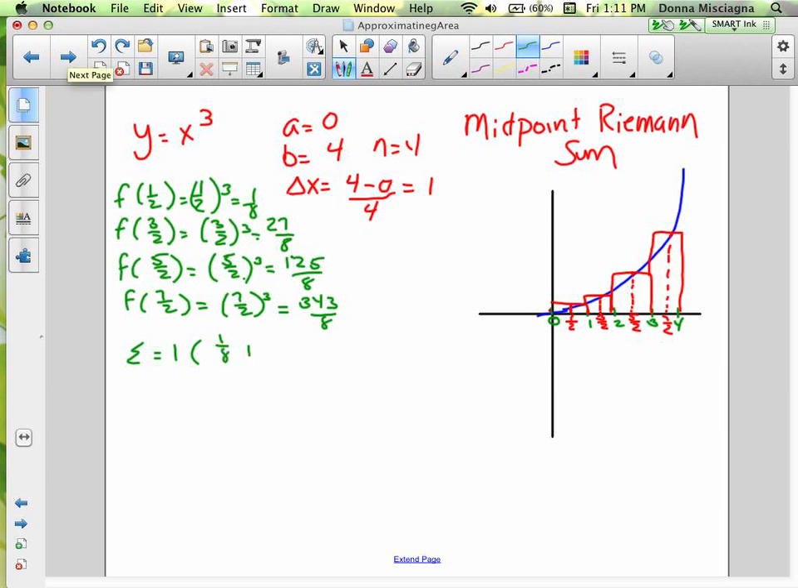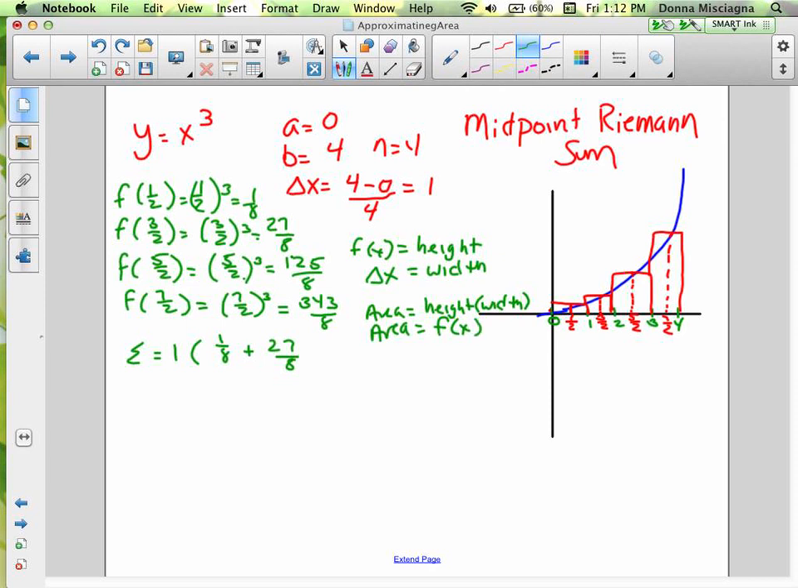So we add the 1/8, the 27/8, because these are all the heights of the rectangles. So all of these f of x's are the heights of each of the rectangles. The width of all the rectangles is the change in x. And we know the area of a rectangle is height times width, or width times height. So that makes the area under the curve equal to all the f of x's times the change in x.